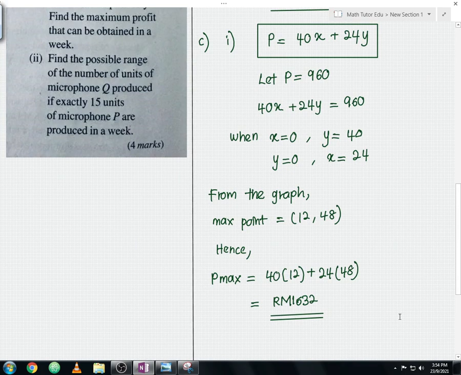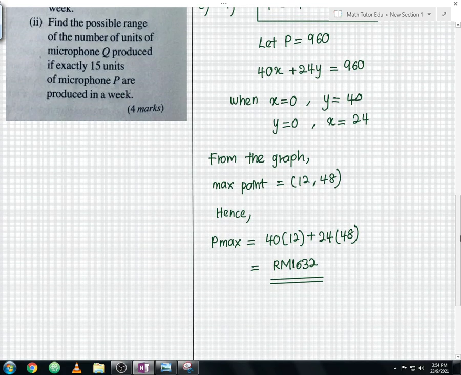Let us proceed with our discussion for question C part 2, where we need to find the possible range of the number of units of microphone Q produced if exactly 15 units of microphone P are produced in a week. So 15 units of microphone P means that you need to find the corresponding y value when x equals 15. So now what we need to do is open the graph and look for the lowest y value and highest y value, the minimum and the maximum, when x equals 15.